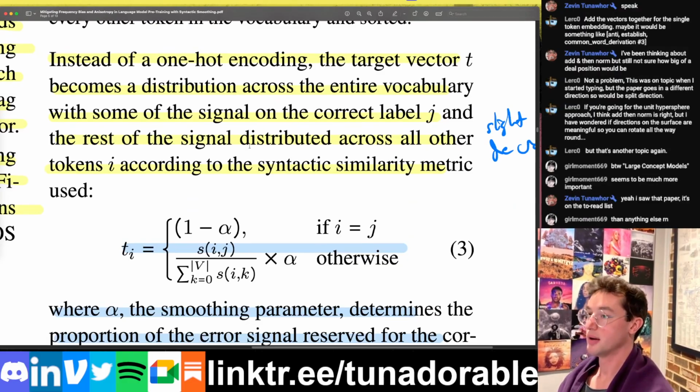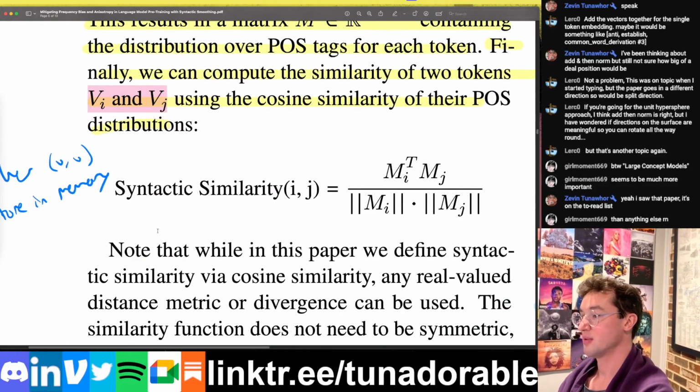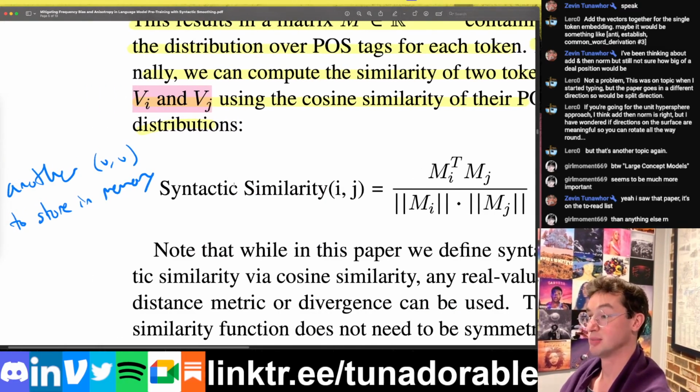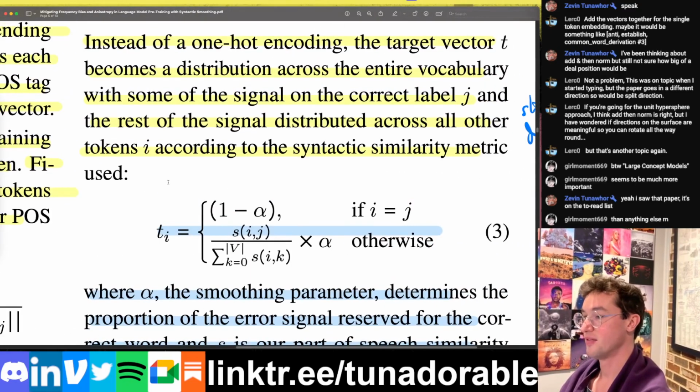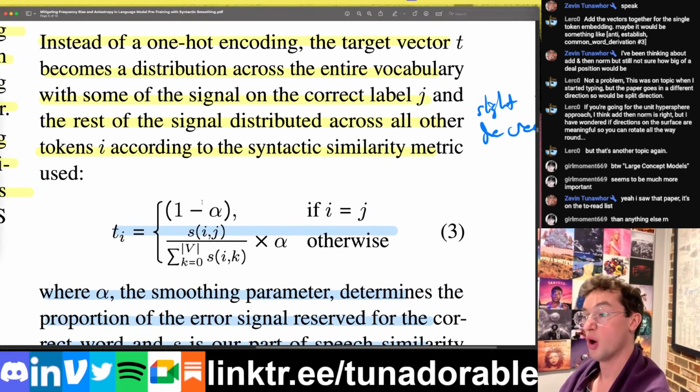So instead of a one-hot encoding, the target vector becomes a distribution across the entire vocabulary with some of the signal on the correct label J as normal, as with one-hot encoding, then the rest of the signal distributed across all other tokens according to the syntactic similarity metric, right? So for a given one-hot, instead of grabbing an actual one-hot, we look at that token and we say, okay, what is the similarity score of that token to all the tokens? And then we actually give a little bit of the probability vector of the one-hot over to all of the tokens. And we basically have a token that is not a one-hot.